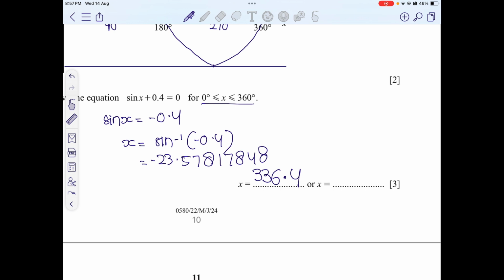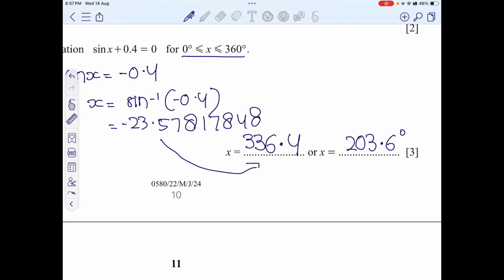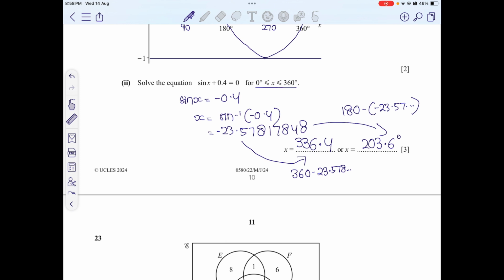And when I check the sine of this answer, it's basically negative 0.4. So 203.6. So how did I get these two answers? For this value, what I've done is 360 minus 23.578. I've done minus that and I get this answer. And if you want to get this value, what you would do is 180 minus 23.57. For the negative value, it's a bit different, otherwise it's very, very easy.